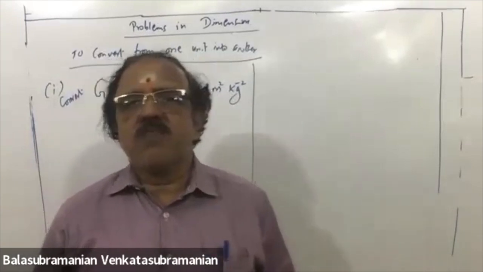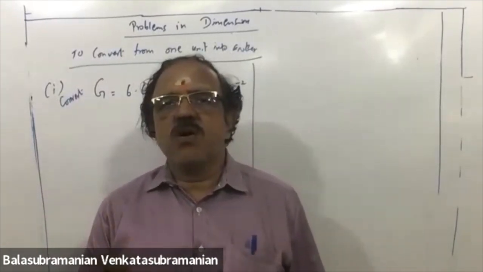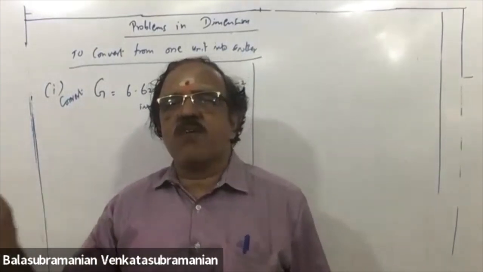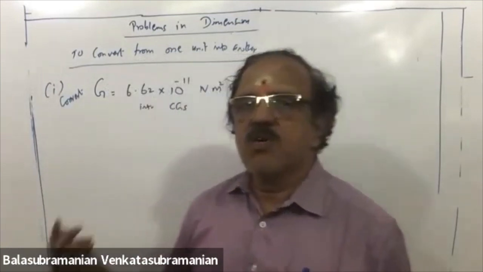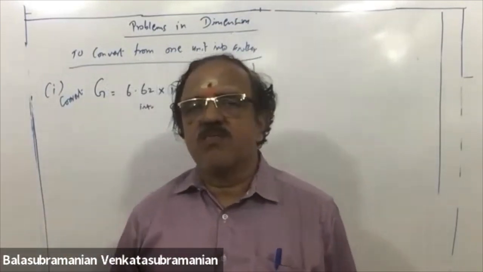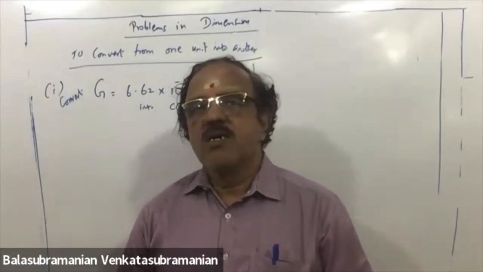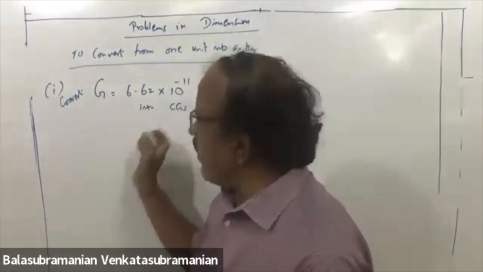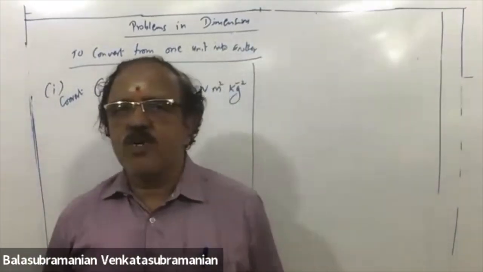Any question given like this, first you should know what is the dimensional formula of the given quantity. Sometimes the universal gravitational constant, the exact physical quantity, they will give, or from the unit you have to find out what the dimensional formula is. We will do another example, you will understand better.